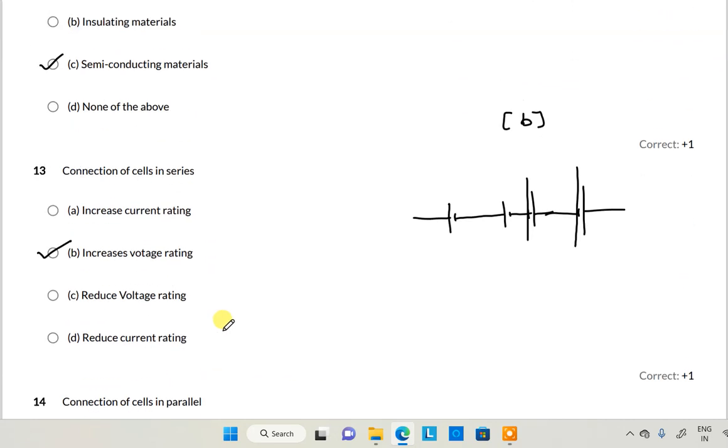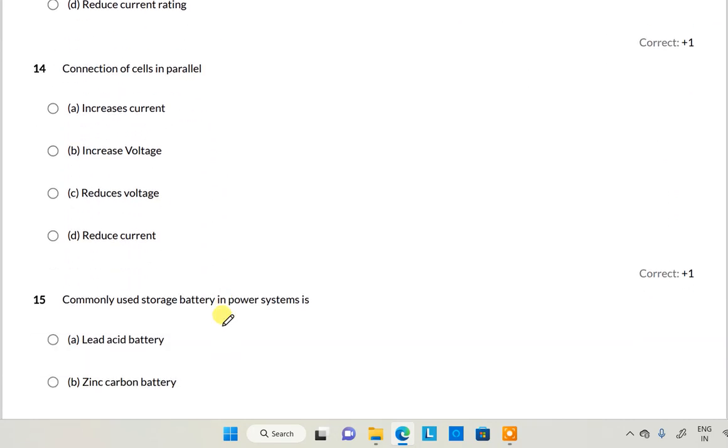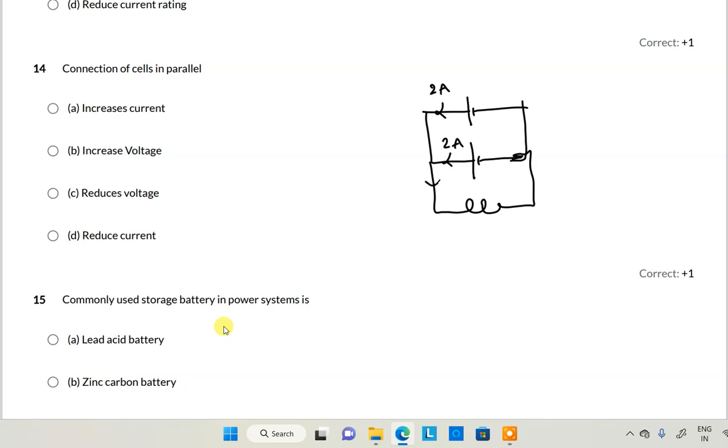Next, connection of cells in parallel. If cells are connected in parallel and you connect the load, for example, each delivers 2 amperes current. What is the total current? 4 amperes. Then this increases the current rating. Clear? So option A is the correct option.